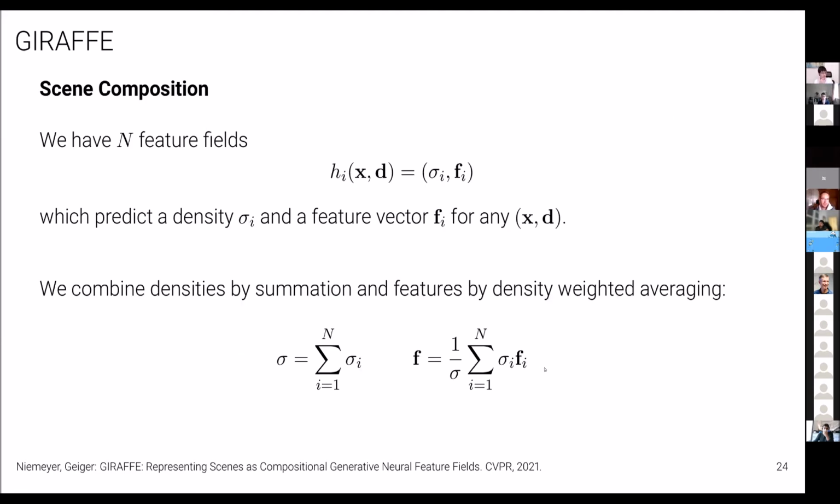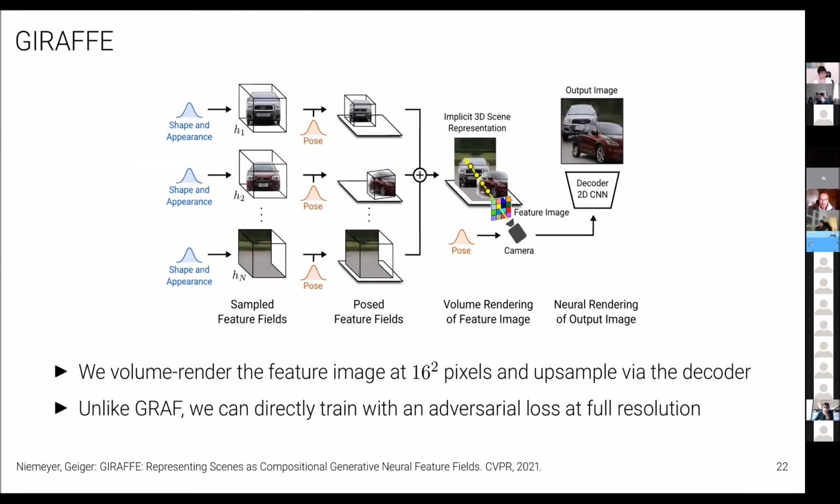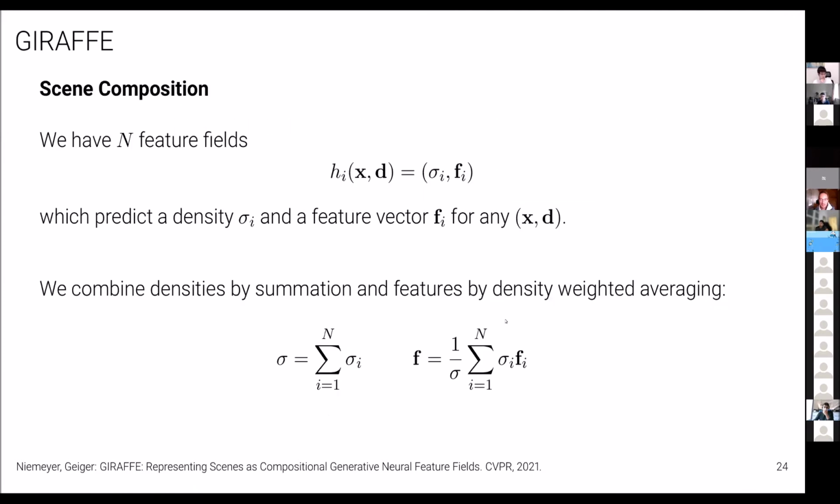And then the scene composition is rather simple. Just to go back, we need to composite these objects together, right? So how do we do that? Well, we have n feature fields that each produce a density and a feature vector. And then we combine the densities simply by summation and the features by density weighted averaging. So we just compute a weighted average and sum the densities of the individual objects in order to obtain the final density.